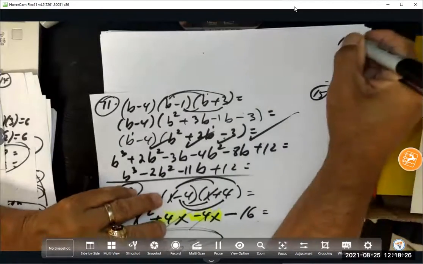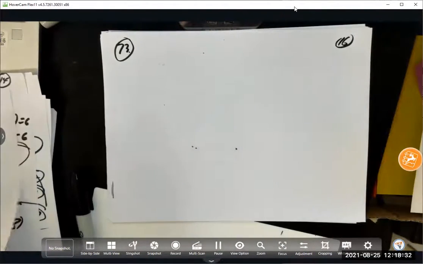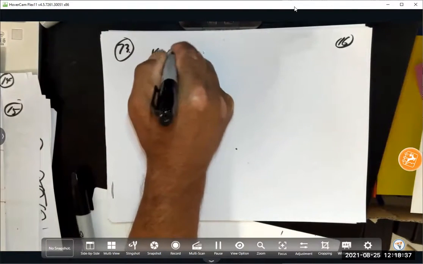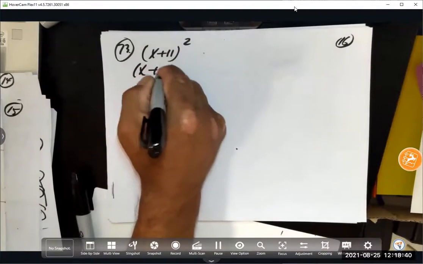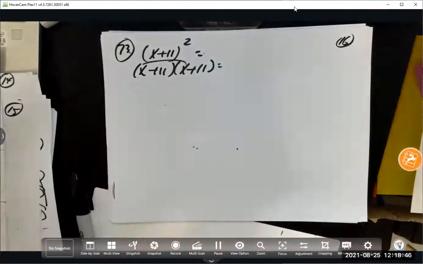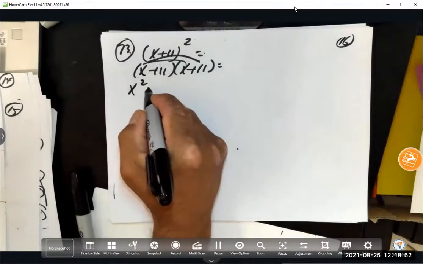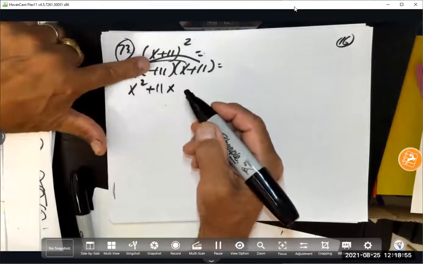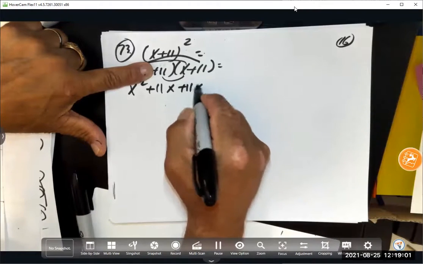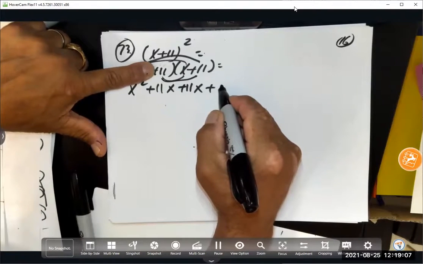73. It says x plus 11 squared, which means x plus 11 times x plus 11. So tell me, x times x. X squared. X times 11. Positive 11X. That's right. Now this one. 11 times x. Positive 11X, exactly. And 11 times 11 is a positive 121.